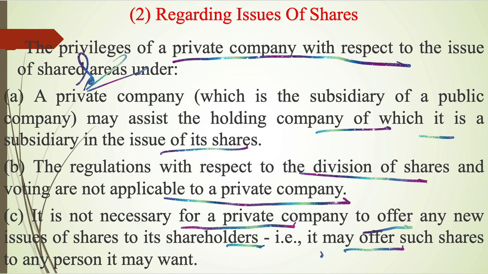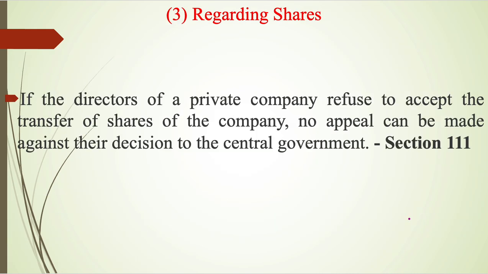So generally a private company which is a subsidiary of a public company may assist the holding company in the issue of shares. The division of shares and voting is not applicable in private companies. The next privilege is regarding shares. If the directors of a private company refuse to accept the transfer of shares of the company, no appeal can be made against their decision to the central government, which is defined in section 111. So in the case of a private company, directors can refuse the acceptance of transfer of shares of the company and no appeal can be made against them.